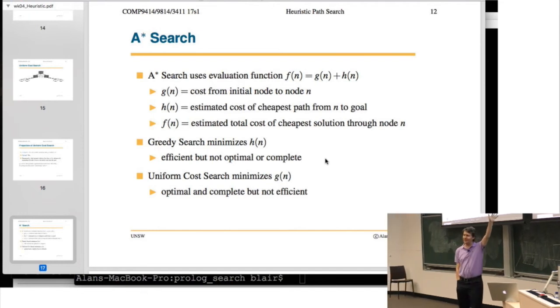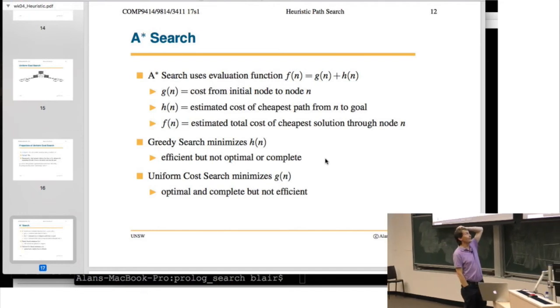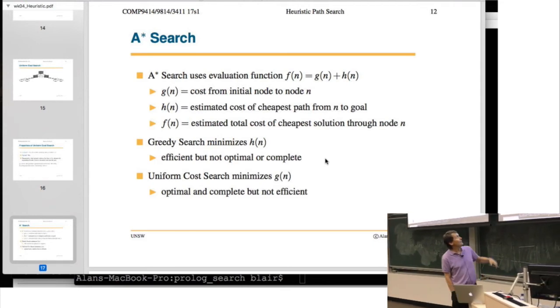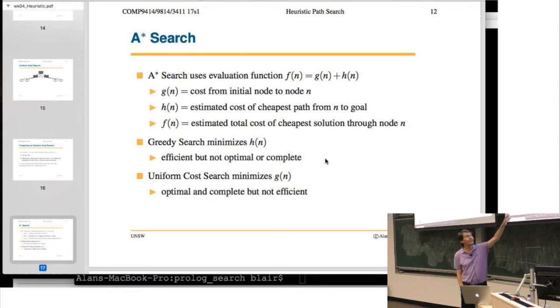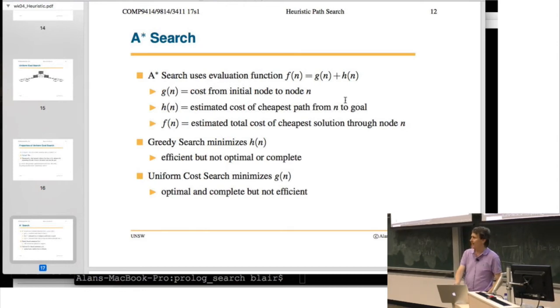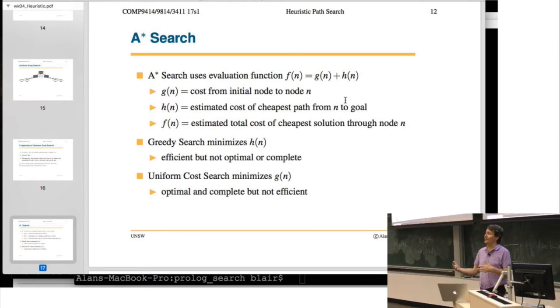It's traditional to use these letters F, G, and H for these things. So greedy search only took account of H of n, the estimated distance to the goal. Uniform cost search only took account of G of n, which is the distance already traveled. And A-star search adds the two together. So by adding the two together, we get an estimate of the entire path from the start node through the current node and onto the goal.